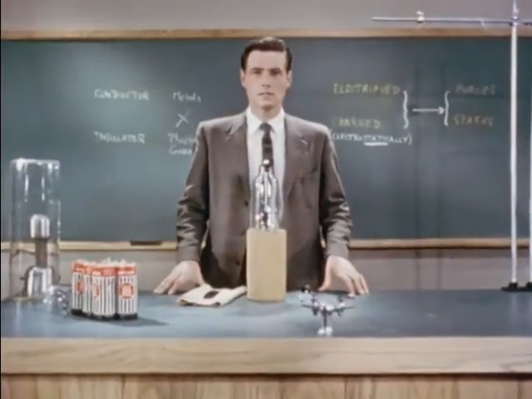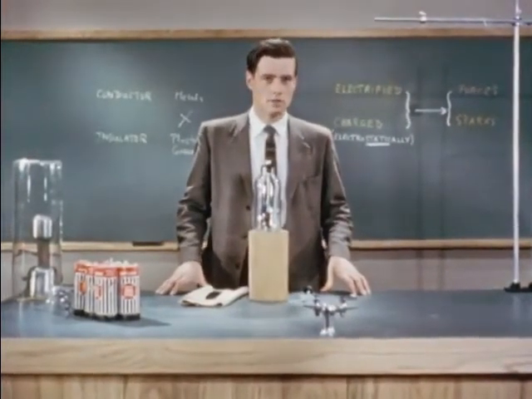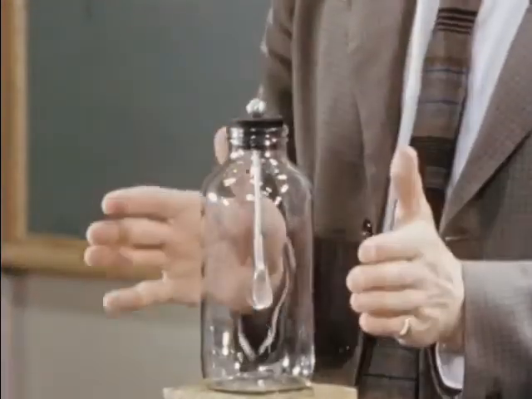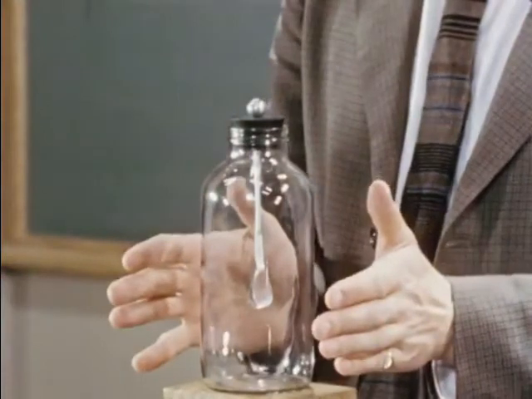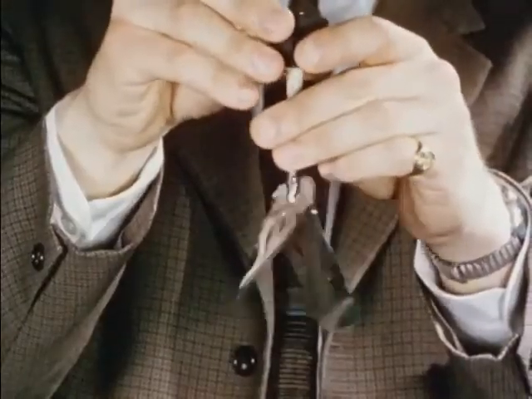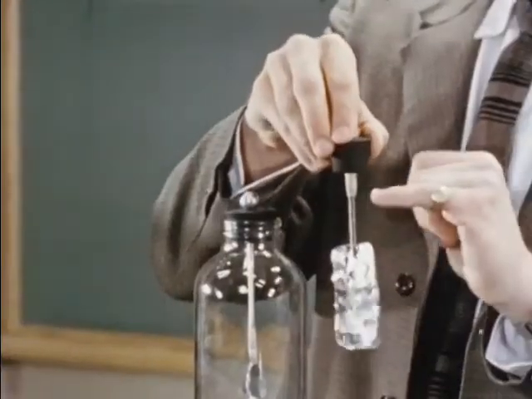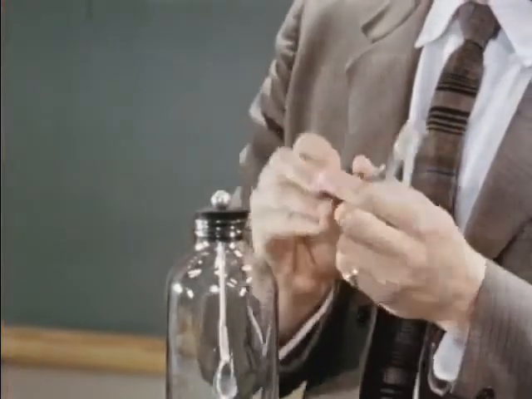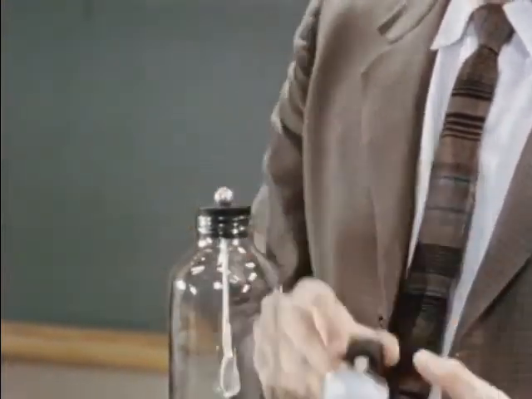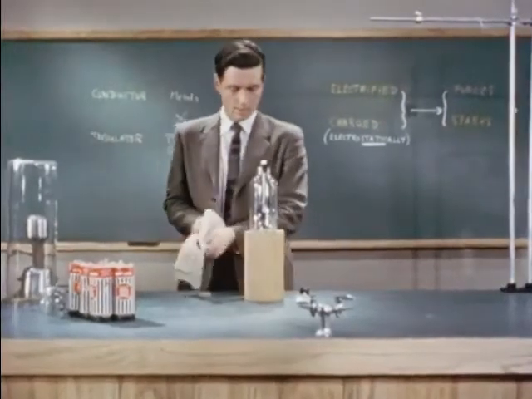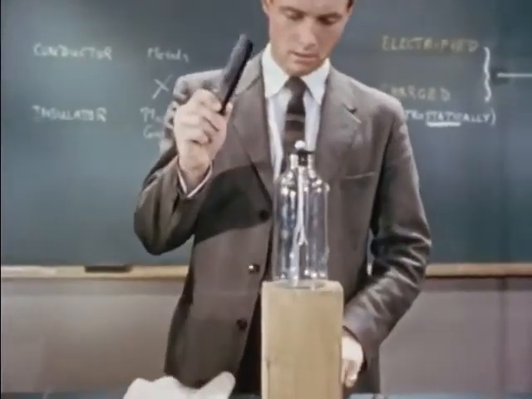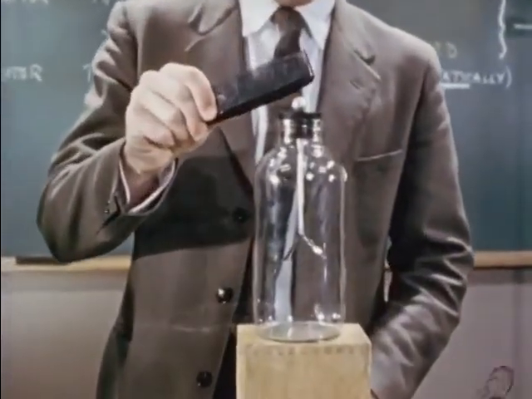Now we need a convenient and sensitive way of detecting charge. The powder method was altogether too clumsy. For this purpose, a good instrument is the electroscope. Its essential feature is a pair of metal leaves. Whenever this rod becomes charged, the leaves fly apart. Now I'm going to charge the electroscope by simple contact.